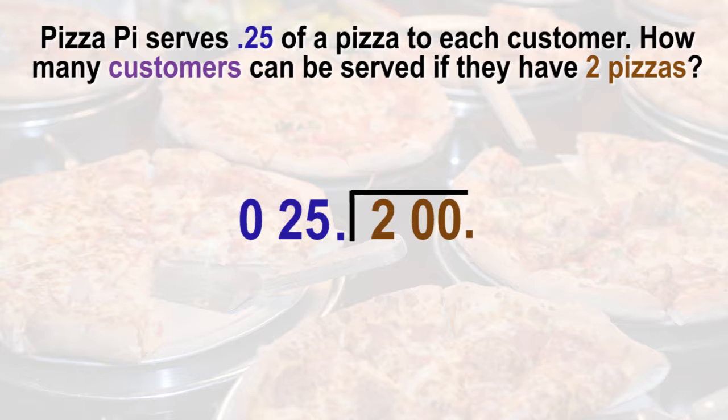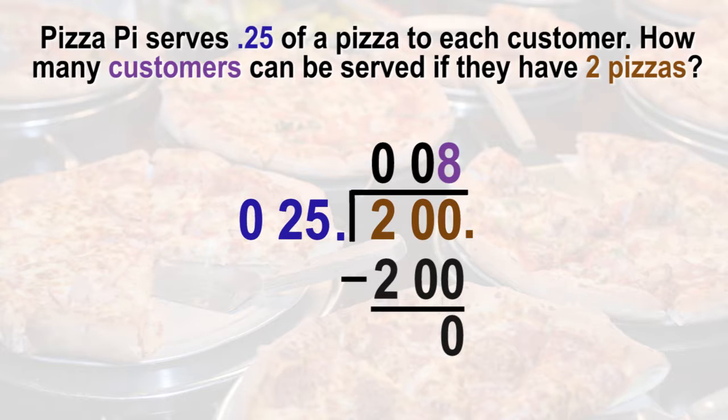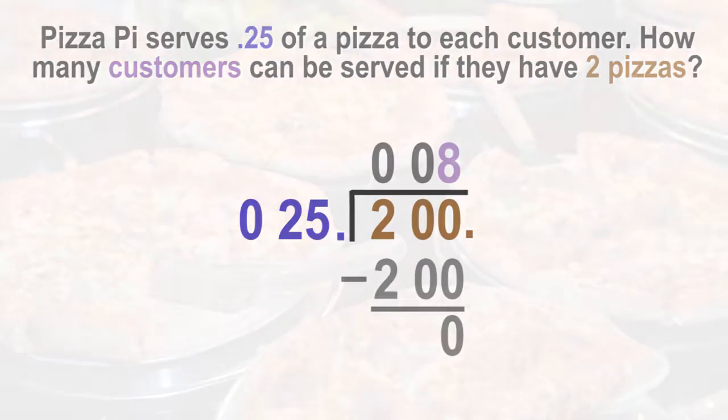25 times how many hundreds is 200? 0. 25 times how many tens is 200? 0. 25 times how many ones is 200? 8. 8 customers can be served 25/100ths of a pizza when there are 2 whole pizzas.